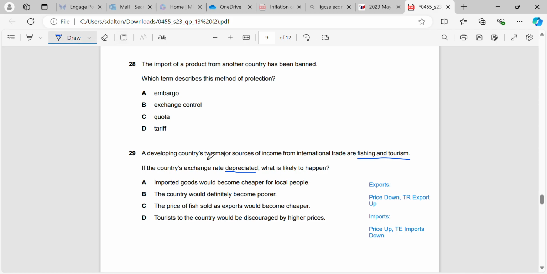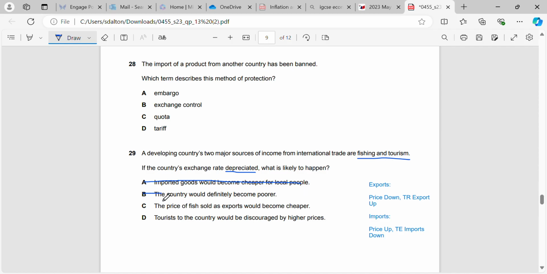So once we know that basic information, if it's appreciation, this is all the opposite. Export prices up, total revenue for exports would be down, and for imports the price goes down, total expenditure on imports goes up if it was appreciation. Imported goods would be cheaper for local people. We know that's wrong because we just wrote it out here. Price goes up, so the expenditure on imports goes down. The imported goods become more expensive.